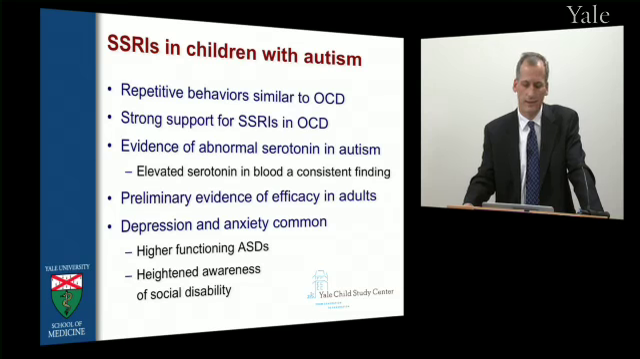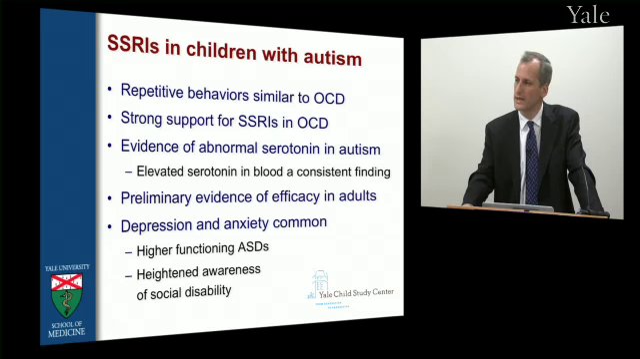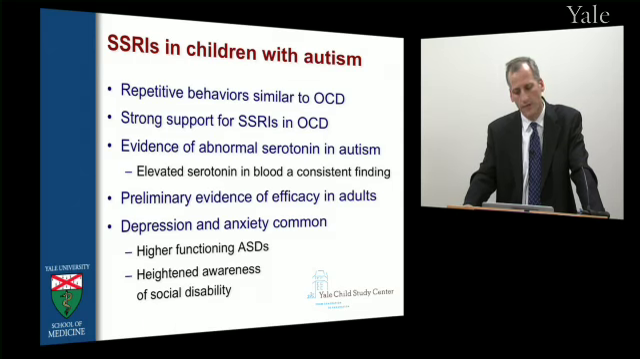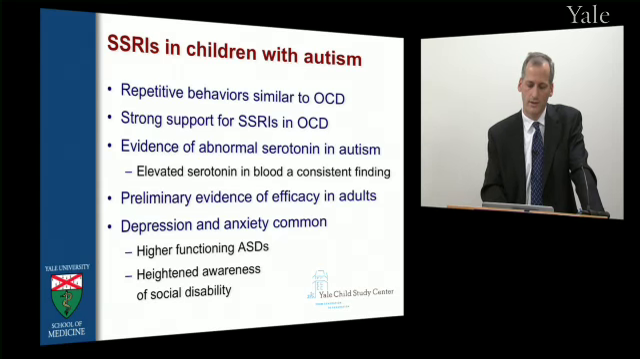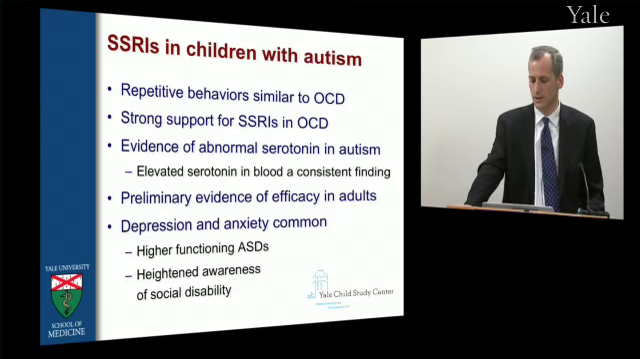Now, there has been a lot of interest in the similarity between some of the repetitive behaviors in autism and obsessive compulsive disorder. And we know that there's very strong evidence for the use of antidepressant medications called SSRIs, selective serotonin reuptake inhibitors, in the treatment of OCD. And that was part of the rationale for trying these medications in autism. We also know that there is a lot of evidence, old evidence going back to the 60s, that serotonin metabolism is abnormal in autism.